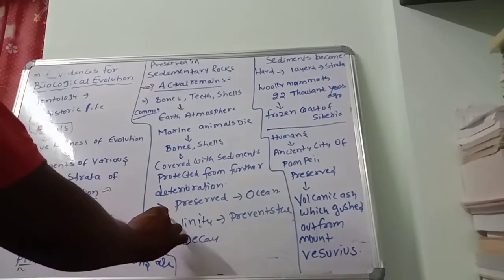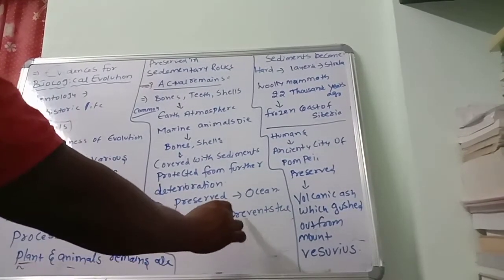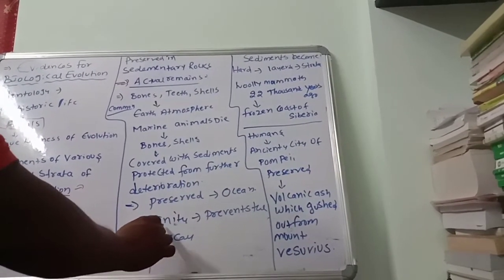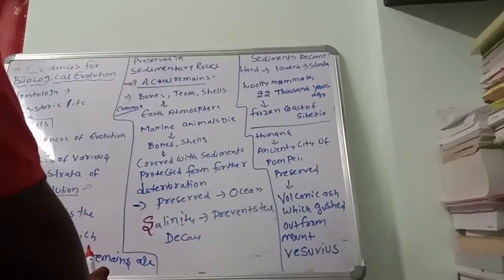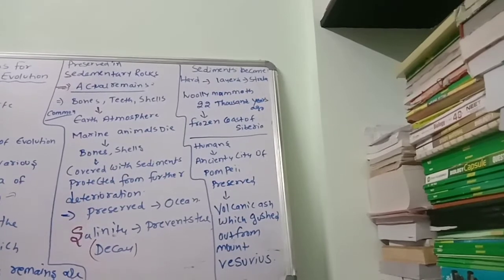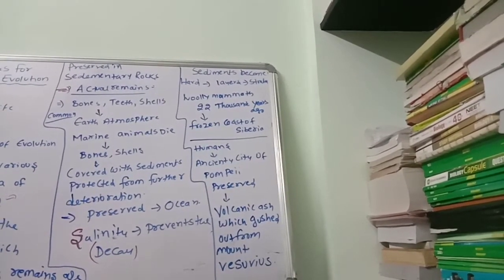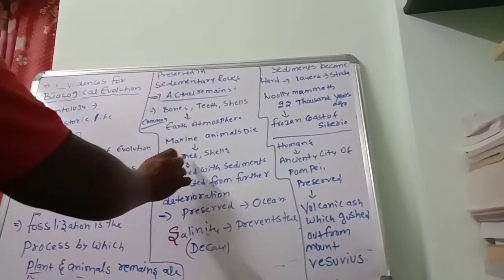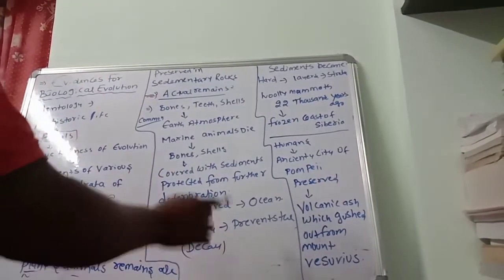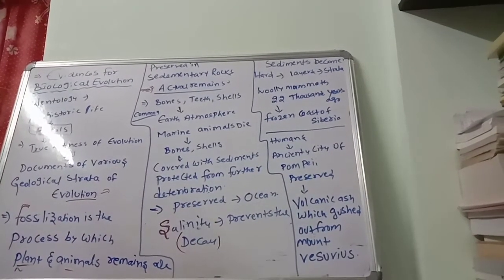The materials, bones and shells, are preserved in the oceans, and the salinity, the salt concentration, is the reason. That salt concentration will kill the microorganisms and prevent further decomposition or decay. So they will settle at the bottom without any decomposition or decay with the help of salinity. Bones or shells are covered with sediments, protected from further deterioration and preserved in the oceans. Salinity prevents the decay of those materials and sediments.